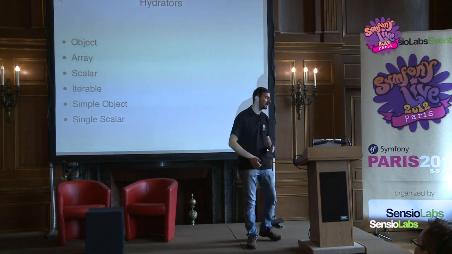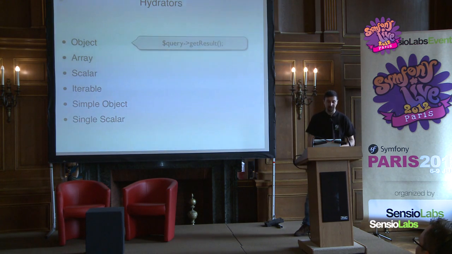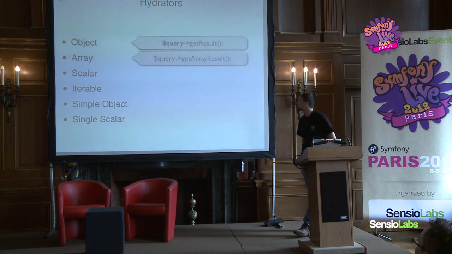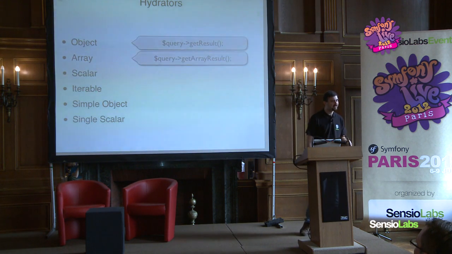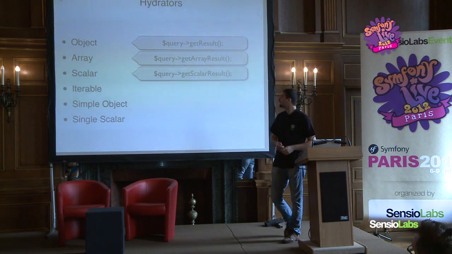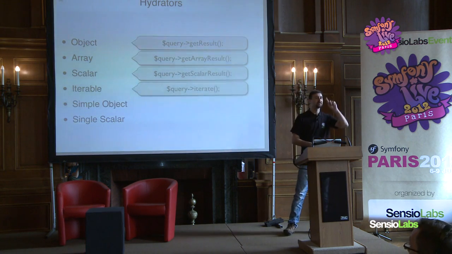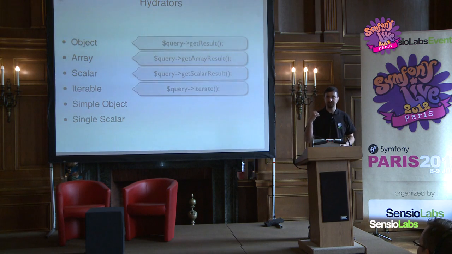It's all about API. So for object, it's the normal one, get result. For array hydration, you want get array result. For scalar, it's get scalar result. The other one is iterate. This one is actually the most complex one, and there are some restrictions inside of this one. And iterating, when you have joins, it just doesn't work.